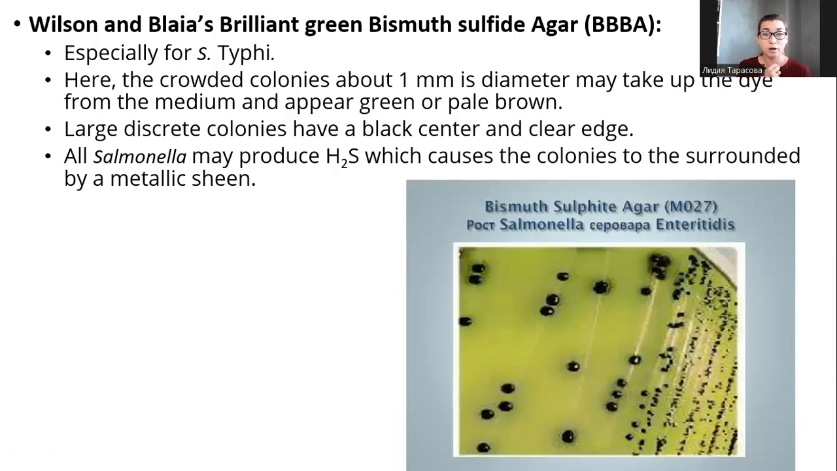And also Wilson and Blair's brilliant green bismuth sulfite agar, BBSA, can be applied in cultivation of Salmonella. This agar is especially for Salmonella typhi. Here the colony is about 1 millimeter in diameter, may take up the dye from the medium and appear green or pale brown. All Salmonella may produce hydrogen sulfide, which causes the colonies to be surrounded by a metallic sheen. So you can see dark colonies, and they are dark because of production of hydrogen sulfide.